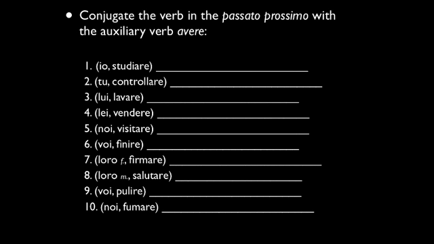So, io studiare is ho studiato. And number 2, tu controllare is hai controllato, meaning to check. So you checked something. Forse hai controllato l'email. You checked your email. Alright, pause it right now, give the next few a try, and I'll be back to give you the answers.